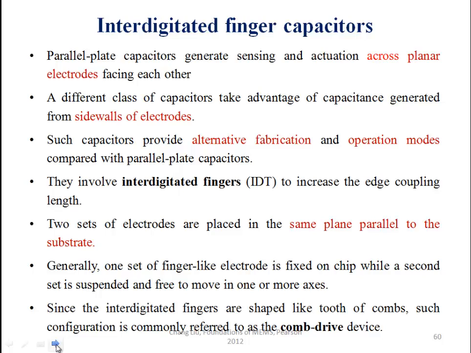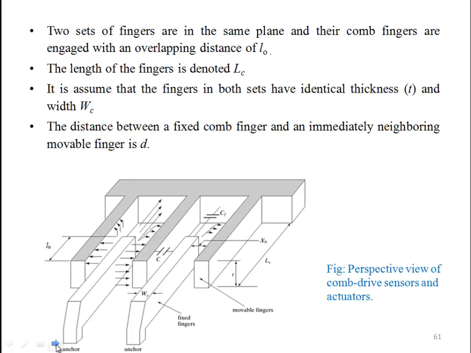This interdigitated finger capacitor can also be called a comb drive device because the fingers are shaped like the teeth of combs, so it is also called a comb drive device. This is the figure of an interdigitated capacitor. We have already seen this IDT in acoustic wave sensors as well as in micro grippers.